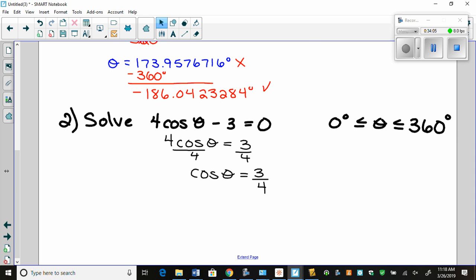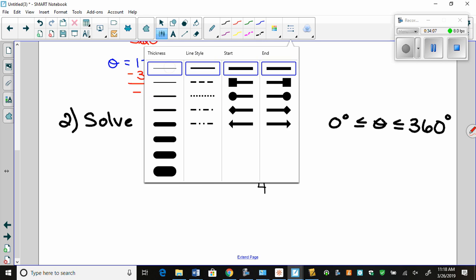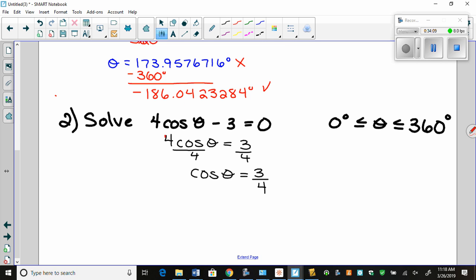The reason why we're cos neg 1ing, guys, is for this example. If I had a 4 in front of cos, what would I do to get rid of it? I'd divide by 4 because it's multiplication, correct? I now want to get theta by itself. How do I get the cos to go away? I cos neg 1 both sides, and then the cos and the cos neg 1 cancel, and I'm left with theta on that side. That's why we're cos neg 1ing. So I have to isolate it so that I can cos neg 1 both sides.